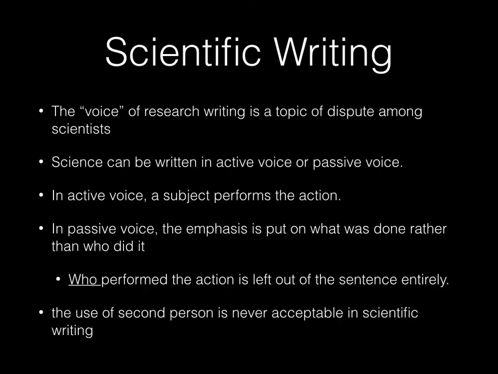The voice of research writing is a topic of dispute among scientists. This is new to me, but this is what I read in this book. Science can be written in active voice or passive voice. In an active voice, the subject performs the action: I, we. In a passive voice, the emphasis is put on what was done. Who performed the action is left out. 35 milliliters was placed into a 50 milliliter Falcon Blue Top tube. Okay? And just to make a point, the use of the second person is never accepted in scientific writing.